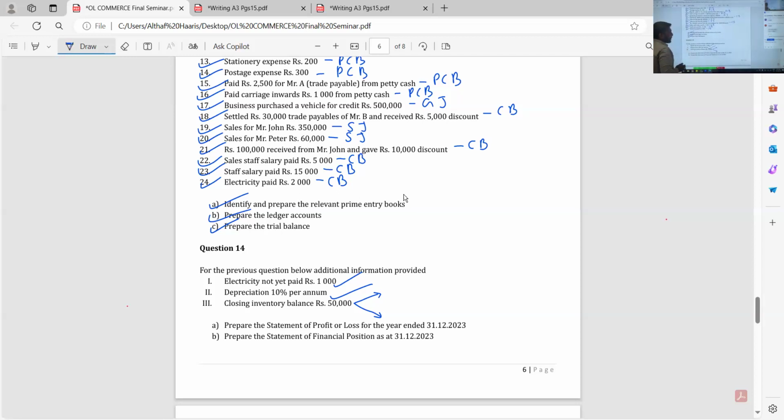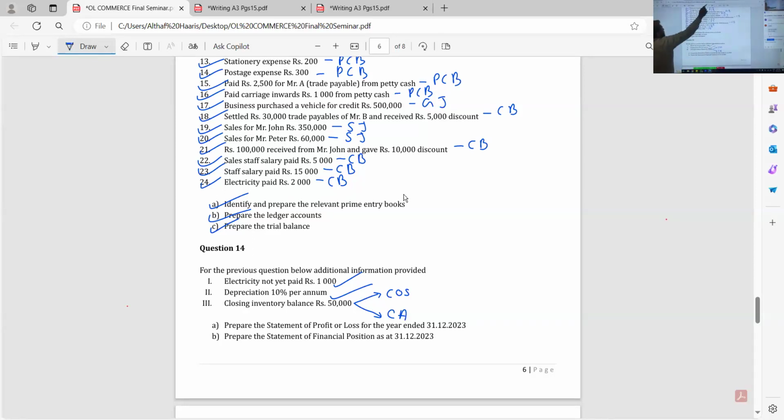Always write down 2 arrows. One arrow is for the cost of sale. The other arrow is for the current asset. Always write down 2 arrows when they give the closing inventory. One arrow for the cost of sales, the other arrow is for the current asset.